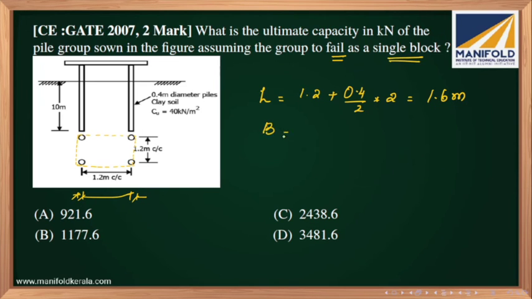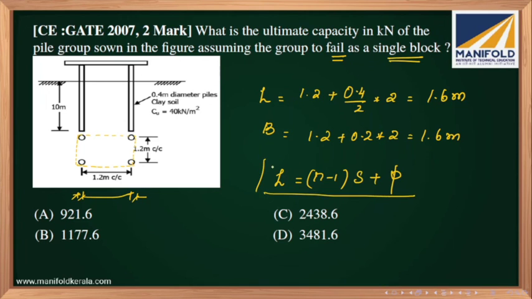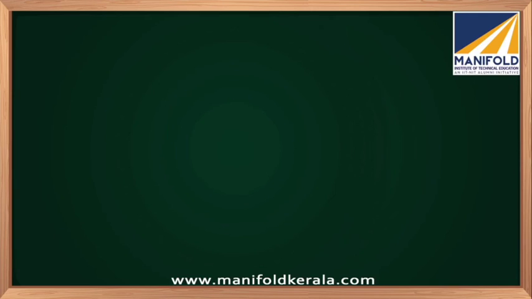As it is symmetrical, the B will also be the same, 1.2 plus 0.2 into 2, which is equal to 1.6 meter. So here we can write the general formula to calculate the length: n minus 1 into spacing plus dia of the pile. This is how we can calculate the length and the breadth of the block about which the failure is going to arise. By using this length and breadth, I can go on.